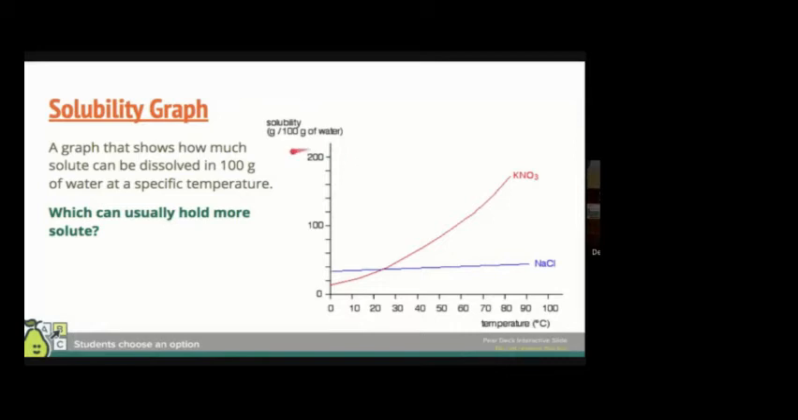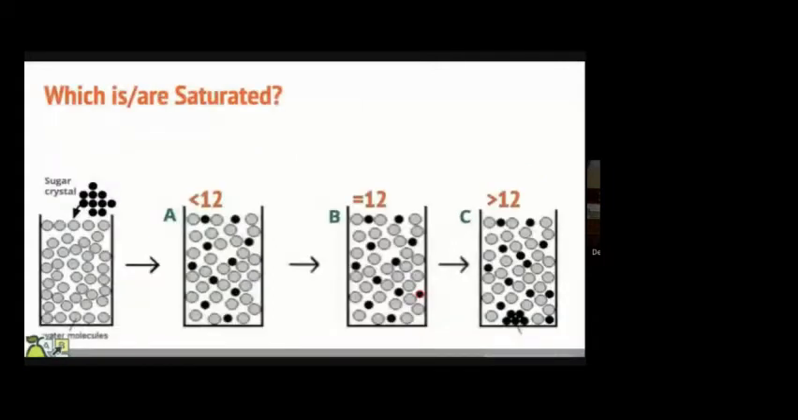100 grams of water, just to give you a reference point, is 100 milliliters. And when I use those medium-sized beakers in class, those hold 250. So one of those half full would be 100 grams. All right, so we can see from this graph that typically hot solutions can hold more solute than cold solutions. We're going to see what the exception is to that in a little bit. All right, so moving on to this next slide.